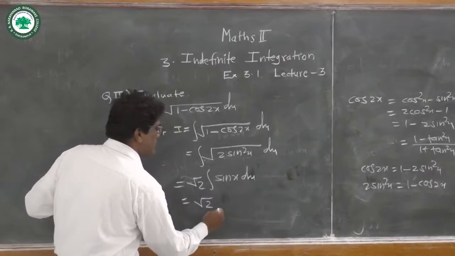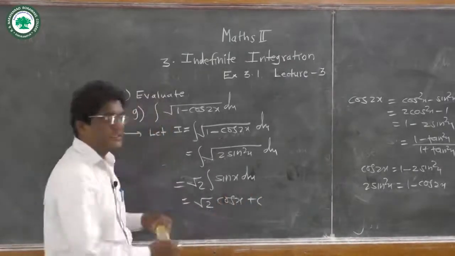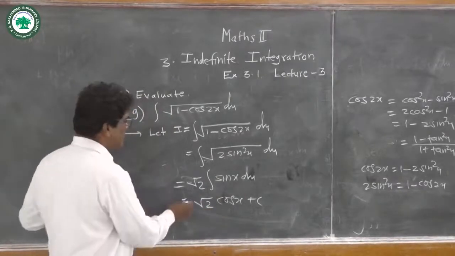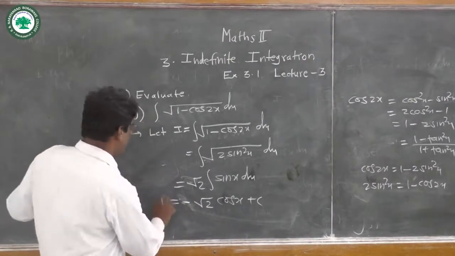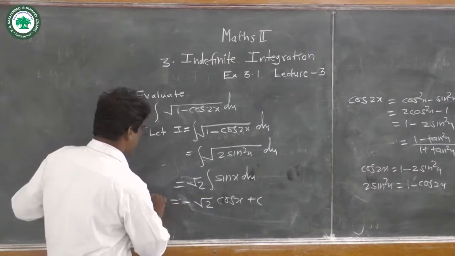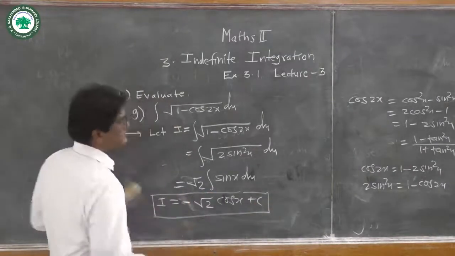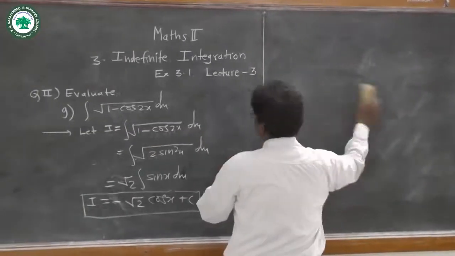What is the integration of sin x? Integration of sin x is minus cos x plus constant of integration. But here the answer starts with c, so take the minus sign here. This is the final solution for problem number 9. Now take a screenshot and then write.